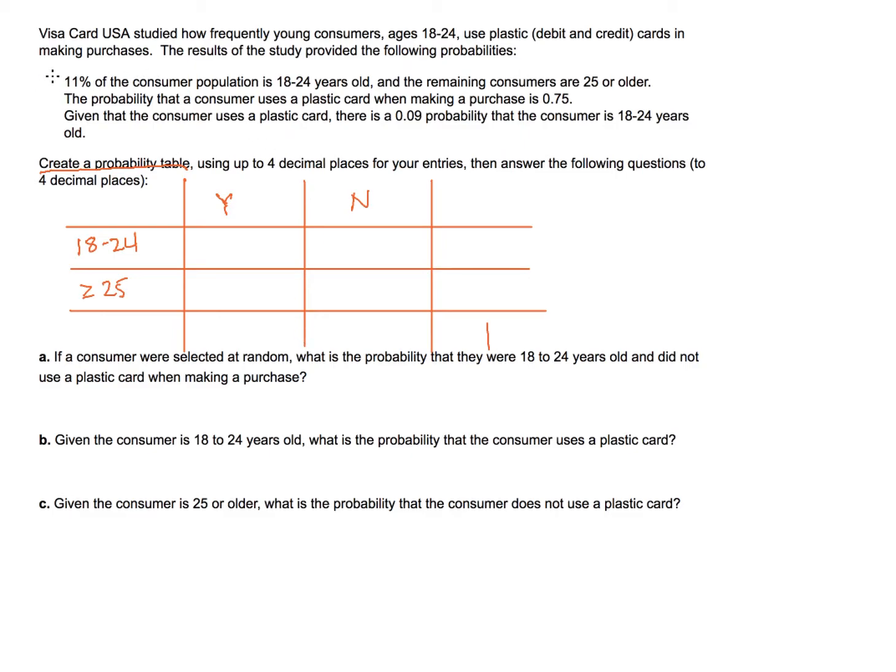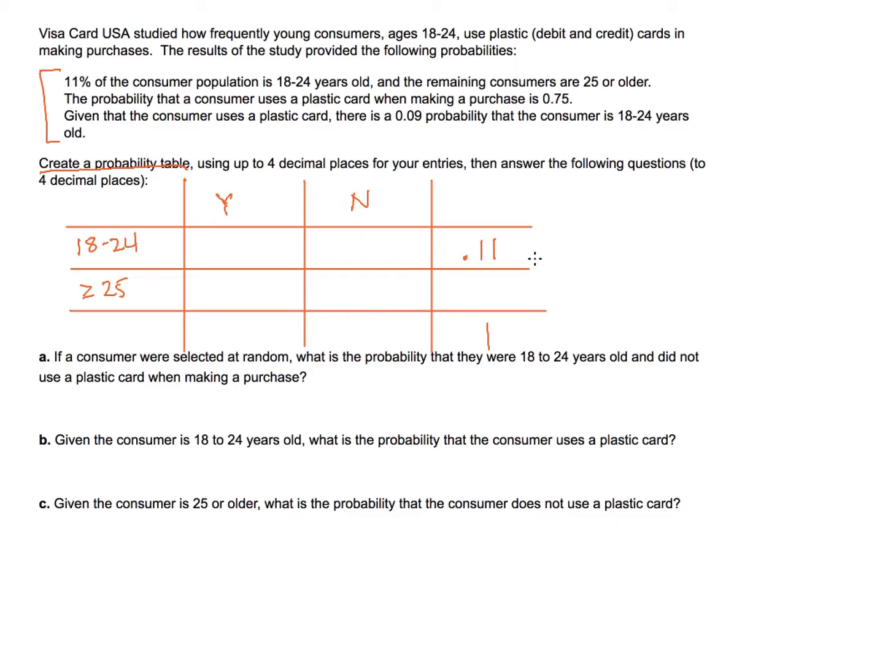So let's go through our clues. We have 3 clues here. The first one is that 11% of the consumer population is 18 to 24 years old. So ask yourself, is that marginal or is that a joint probability? Hopefully you're able to recognize that that 11% doesn't have anything to do with whether they use a card or not, so that is going to be a marginal probability. So we can go ahead and put our 0.11 over here for 18 to 24 years old.